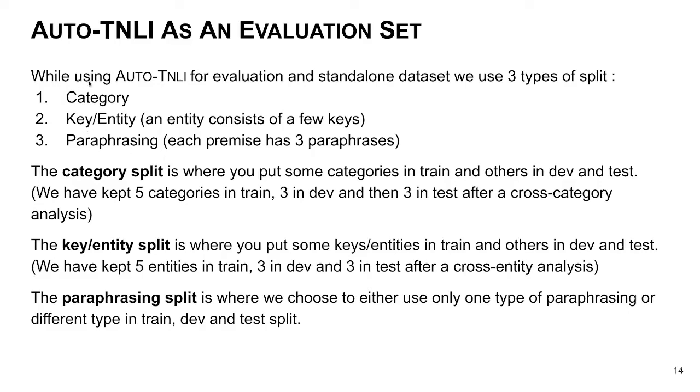So here, while using AutoTNLI for evaluation as a standalone dataset, we use 3 types of split. First is category, second is key or entity, and third is paraphrasing. An entity consists of a few keys. So for the category split we kept 5 categories in train, 3 in dev and 3 in test. For key or entity split we kept 5 entities in train, 3 in dev and 3 in test. And for paraphrasing we only chose 1 paraphrase for each key, and that's it for the train, dev and test split.